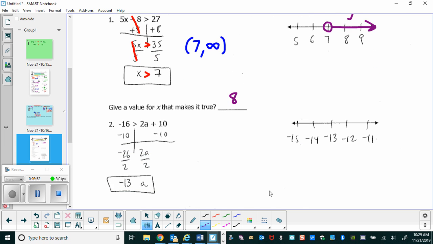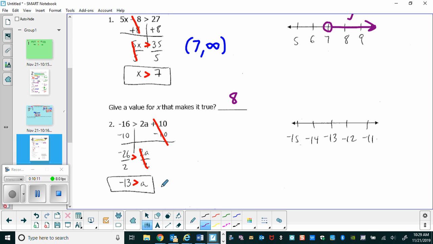All right, now for number 2 here, our constant is on this side. We have a positive 10, so we're going to subtract 10 over here and subtract 10, and we get a negative 26. Now we haven't switched anything yet. We don't need to because we're just getting ready to divide by a 2. So we're going to have a is less than this negative 13.